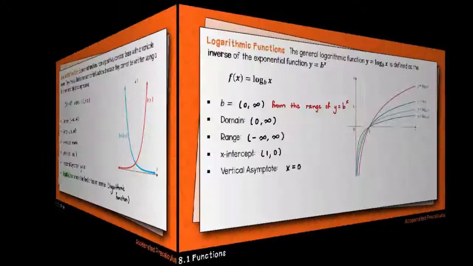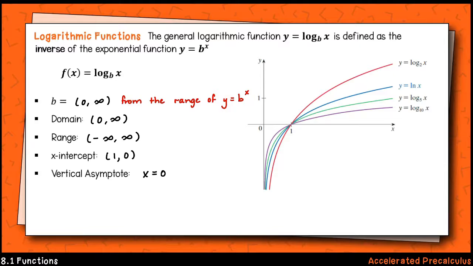The general logarithmic function y equals log base b of x is defined as the inverse of the exponential function y equals b to the x. Note that b, the base of the logarithm, can range from the open interval 0 to infinity. This comes from the range of the exponential function y equals b to the x. The domain is the same, the open interval 0 to positive infinity, whereas the range is all real numbers.